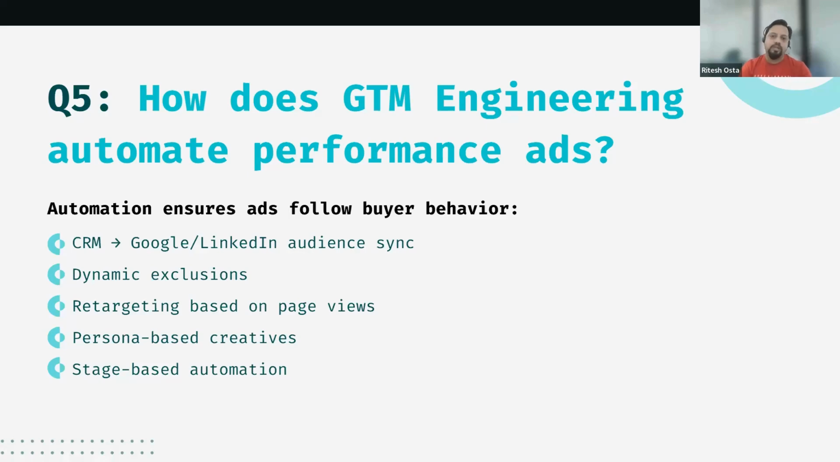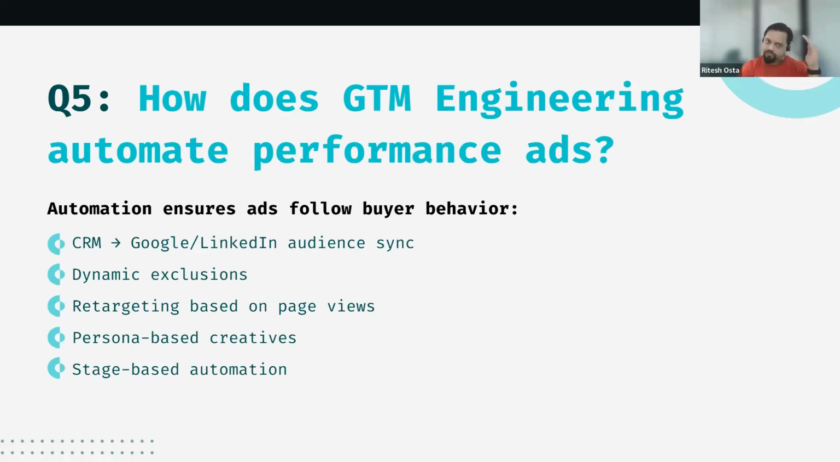Okay, dynamic exclusion. For example, you want to exclude all your customers who are already in your CRM. Makes sense, right? You don't want to show your ads to an existing customer. You can do that. You can do retargeting based on page views, right? You can do super targeting. For example, I want to run ads to all these companies, but I want to run a different ad to companies who have actually visited my website. You can do that, right?